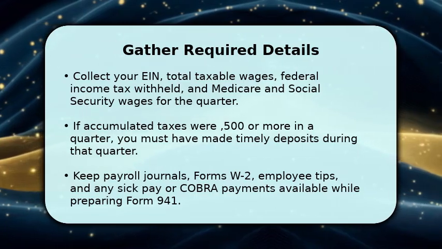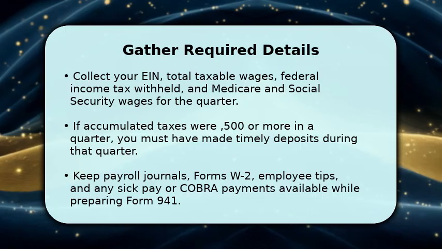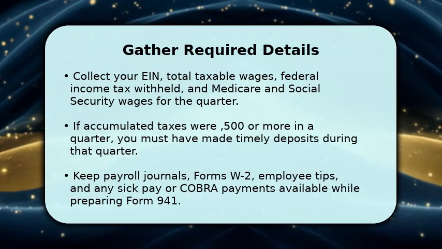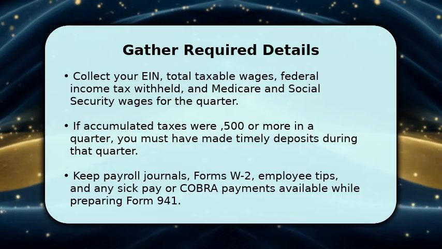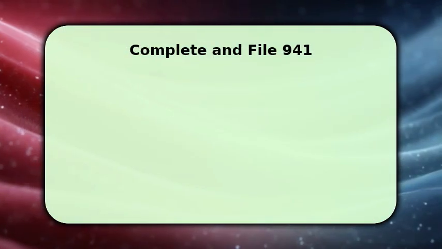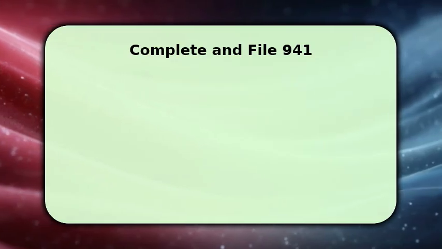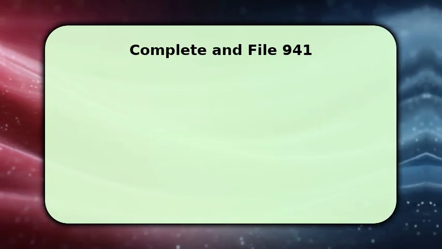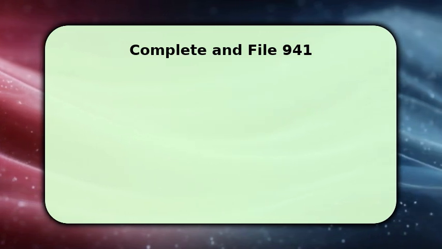Complete Form 941 by entering the quarter, employer information, wages, tips, taxable Social Security and Medicare wages, and federal income tax withheld. Include adjustments such as sick pay, COBRA, advance credits, and non-refundable and refundable credits. Compute total tax and subtract deposits to show balance due or overpayment.